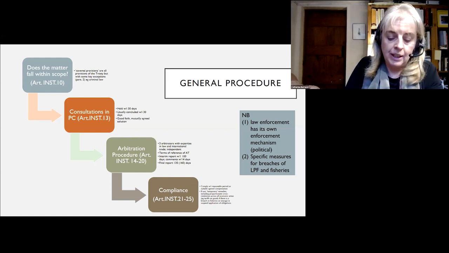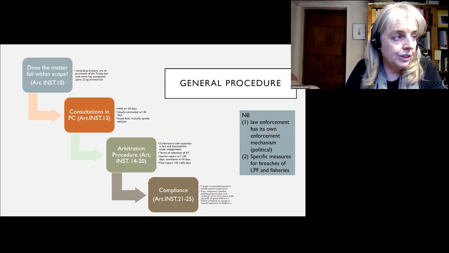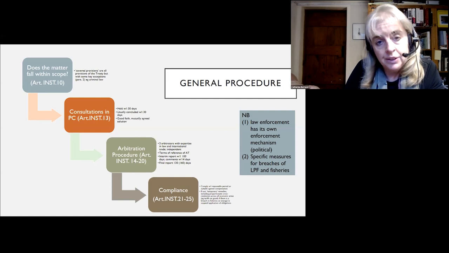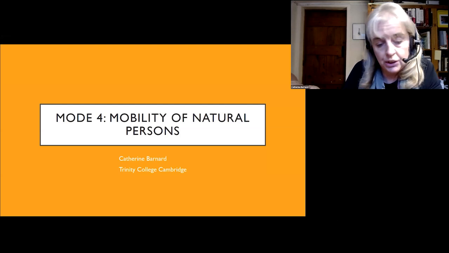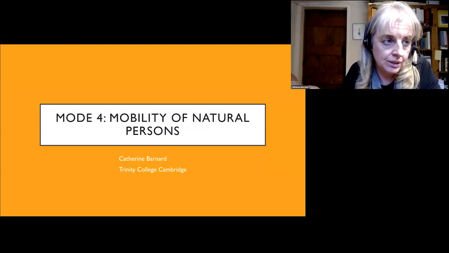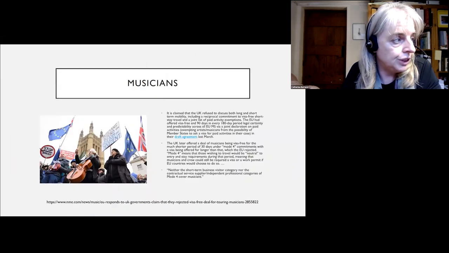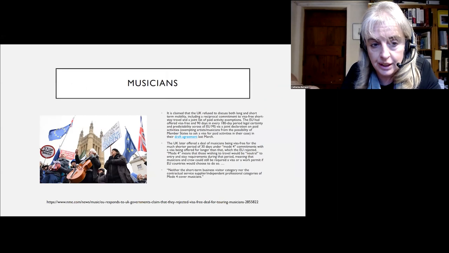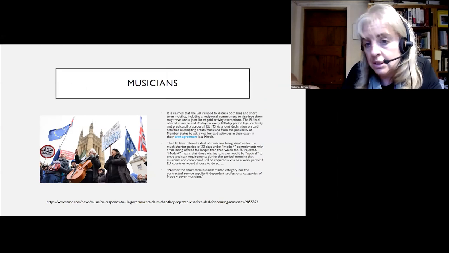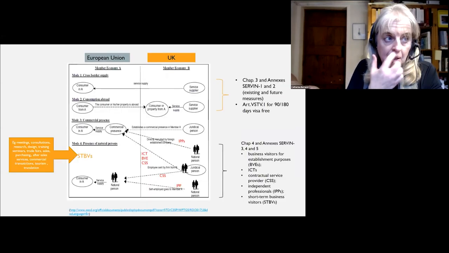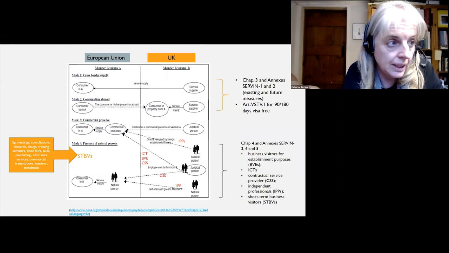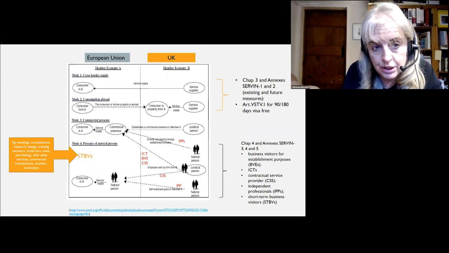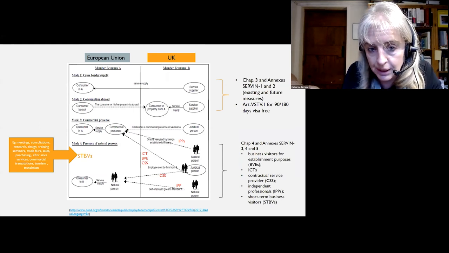So that's what I want to say by way of introduction, just to the governance and the dispute resolution. The final thing I was asked to talk about was to say something about services. Now, services is fiendishly complicated, but what I thought I would focus on is the movement of natural persons, which is the area that's actually attracting the attention at the moment because of musicians. And you'll know that musicians are very concerned that they have lost free movement rights. Are they right to be concerned? Yes, they are. Because under the provisions in the services chapters in the TCA, in fact, movement for natural persons is extremely limited.